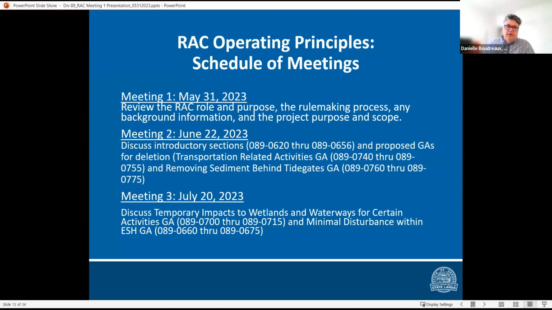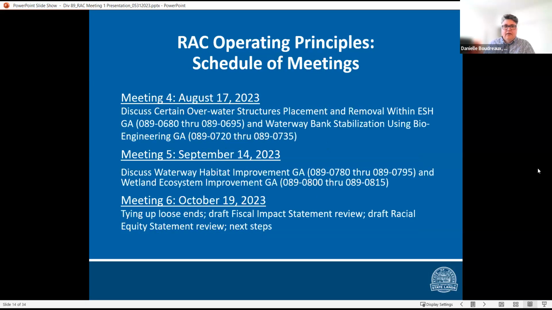And then our third meeting, we're going to discuss the temporary impacts to wetlands and waterways for certain activities, those GAs, and the minimal disturbance within ESHGA. August 4th, the overwater structures placement removal within ESH and waterway bank stabilization using bioengineering. September's meeting will discuss waterway habitat improvement, GAs, and wetland ecosystem improvement. And then our sixth and last meeting in October we'll be tying up loose ends, and we'll also discuss the draft fiscal impact statement, the racial equity statement, and the need for the rules, that statement that I went over earlier during the rulemaking process.